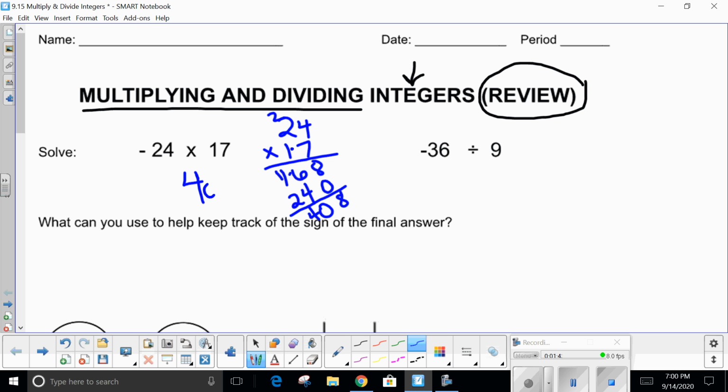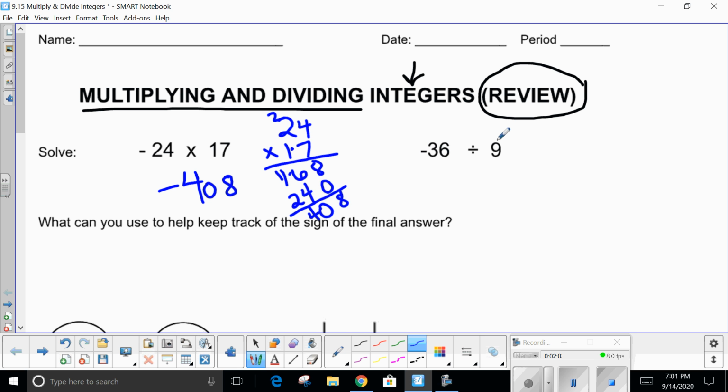But how do we keep track of the sign of my answer? Do we know if the sign's positive or negative? So we'll come back to that. Now I'm going to tell you that the answer is negative. So what about dividing with positive and negative numbers?